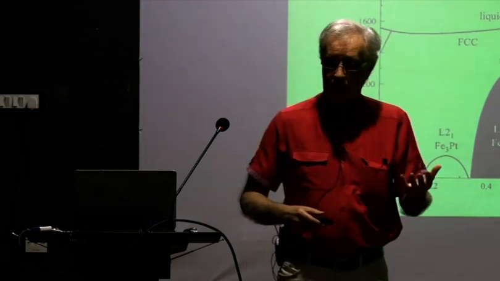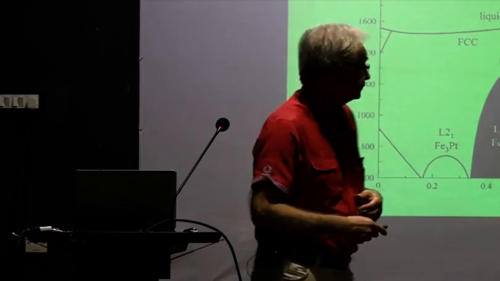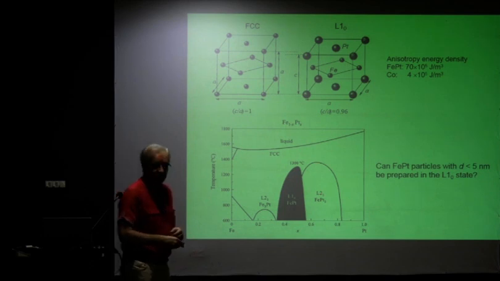strong magnetic recording material. This is the phase diagram. Now iron platinum forms three different ordered structures. You have the iron 3 platinum, you have the iron platinum, and then you have the iron platinum 3. This becomes antiferromagnetic.